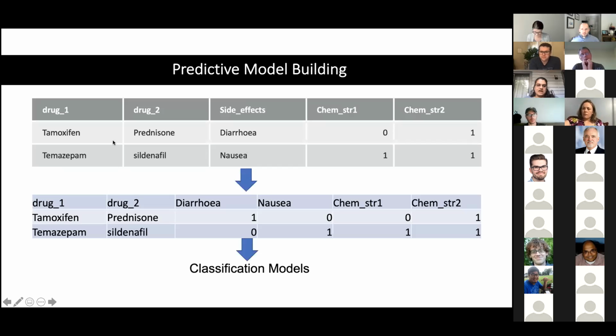So finally, the data set I had was drug 1, drug 2, and side effects, which are converted into 1 or 0, 1 meaning present, 0 meaning absent, followed by chemical structures. The chemical structures will be the features that I use to build the model to predict these side effects, whether diarrhea, nausea, vomiting, or whatever it is.